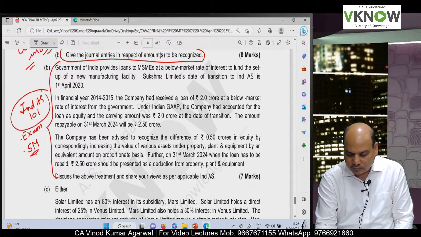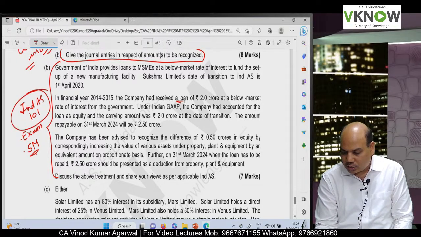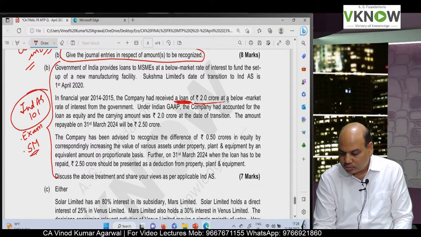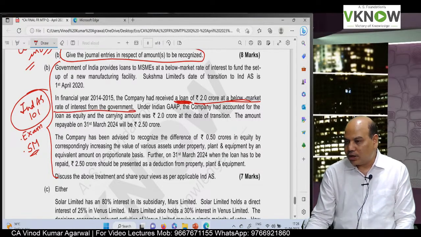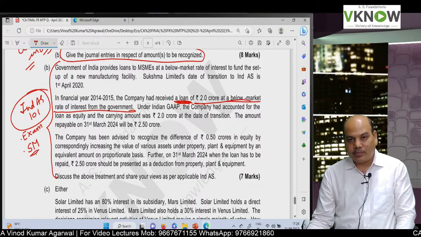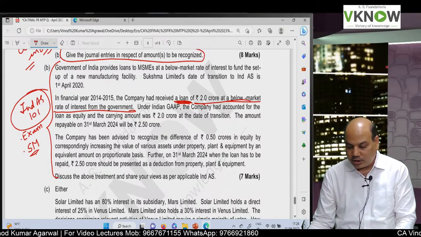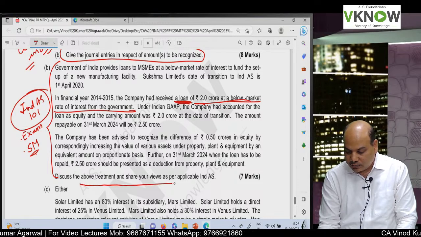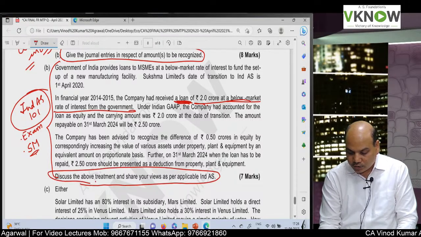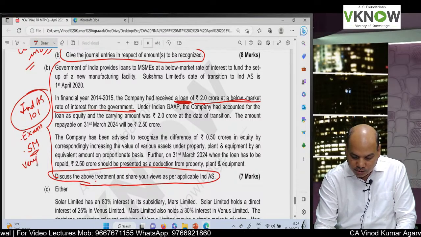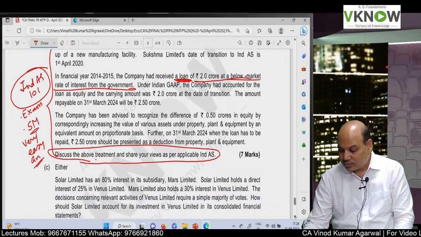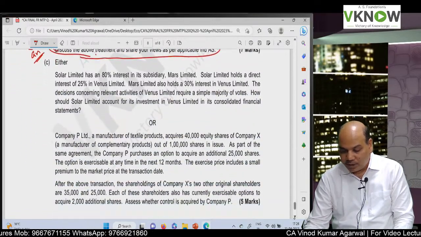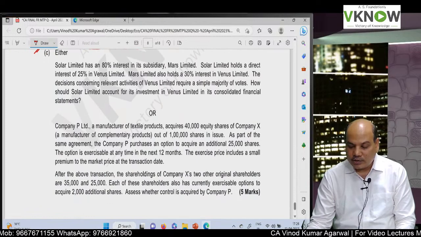study material. This question deals with accounting treatment of loan received from the government below market rate. So what was the treatment done earlier and what will be the treatment now? That is the answer you have to write. A very easy question if you have already studied earlier. Don't try new things in the exam. Go well prepared. You will be able to get the answer right.